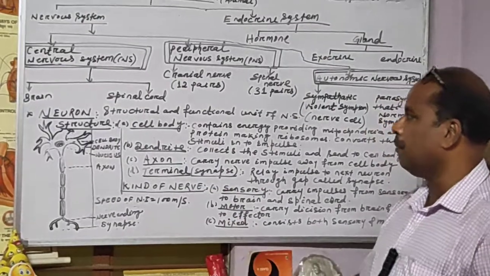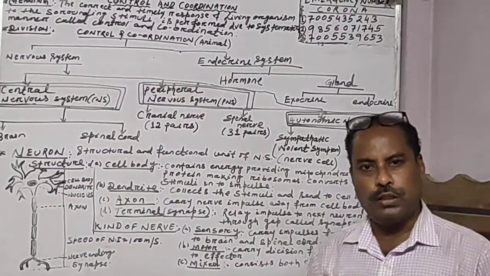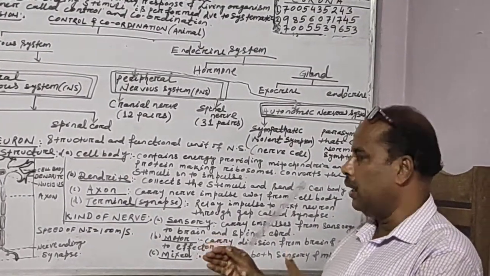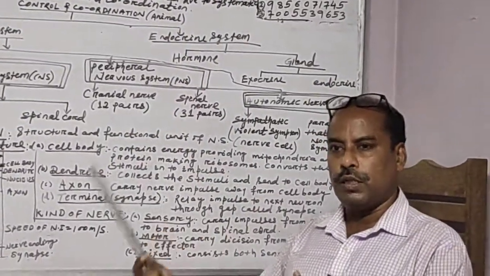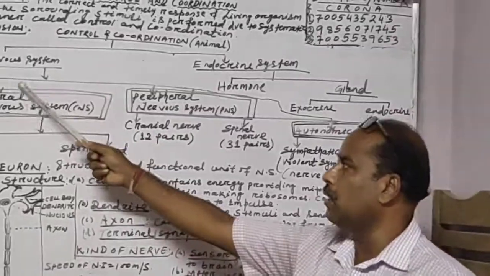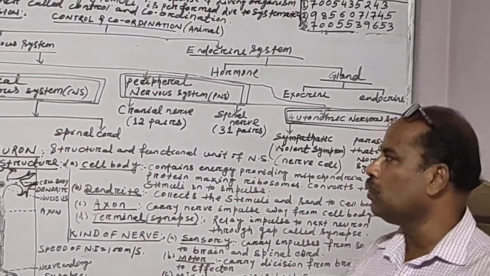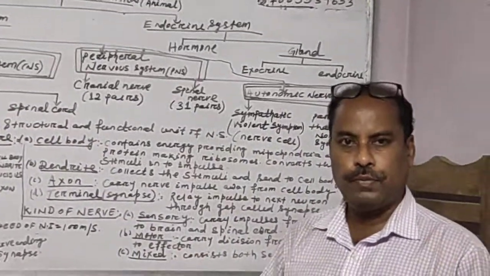That covers the division of control and coordination. Today we will do only this much, and in the next class we will go to part 2, where we will proceed further with the nervous system, that is, the central nervous system, which is a very major and important part. We have to discuss the central nervous system in the next class. Thank you very much.